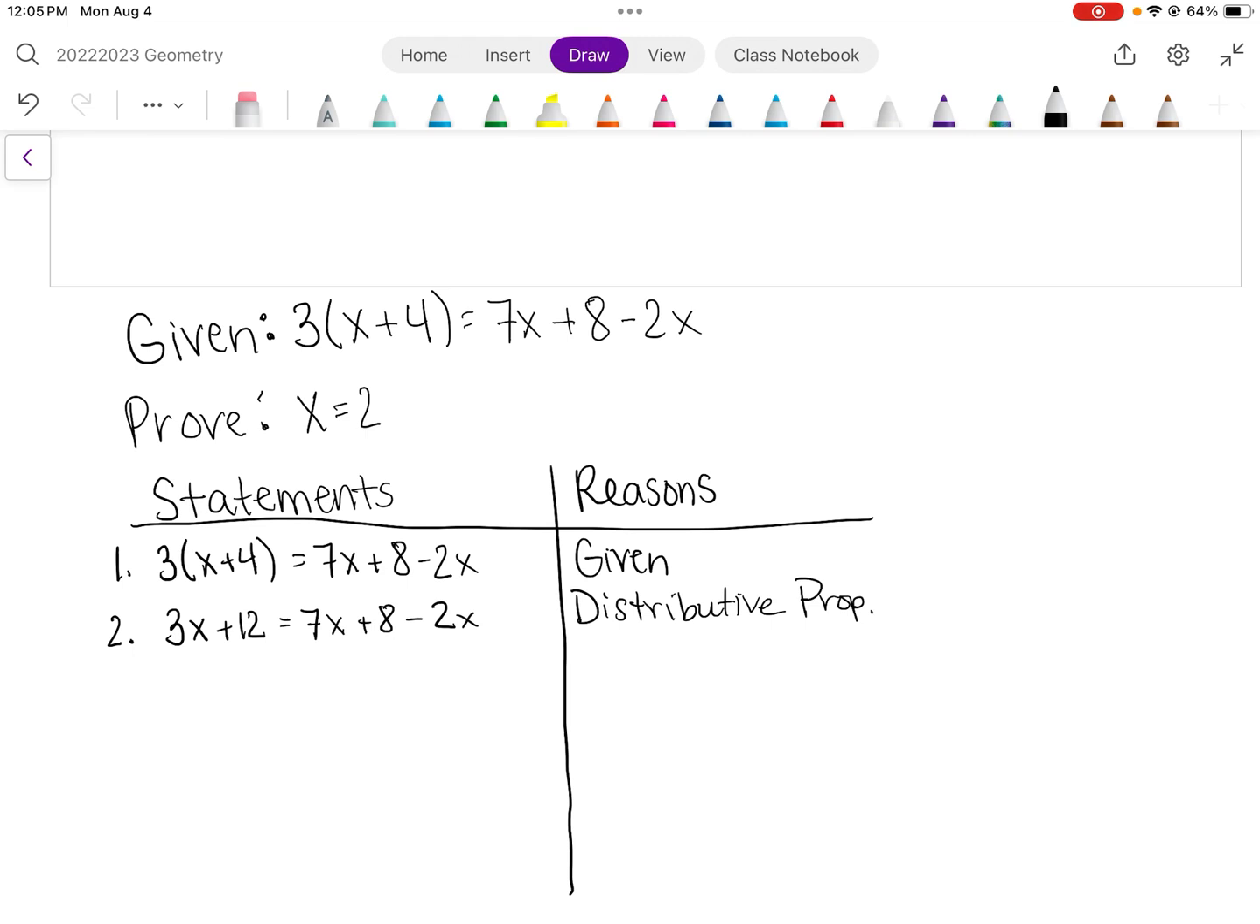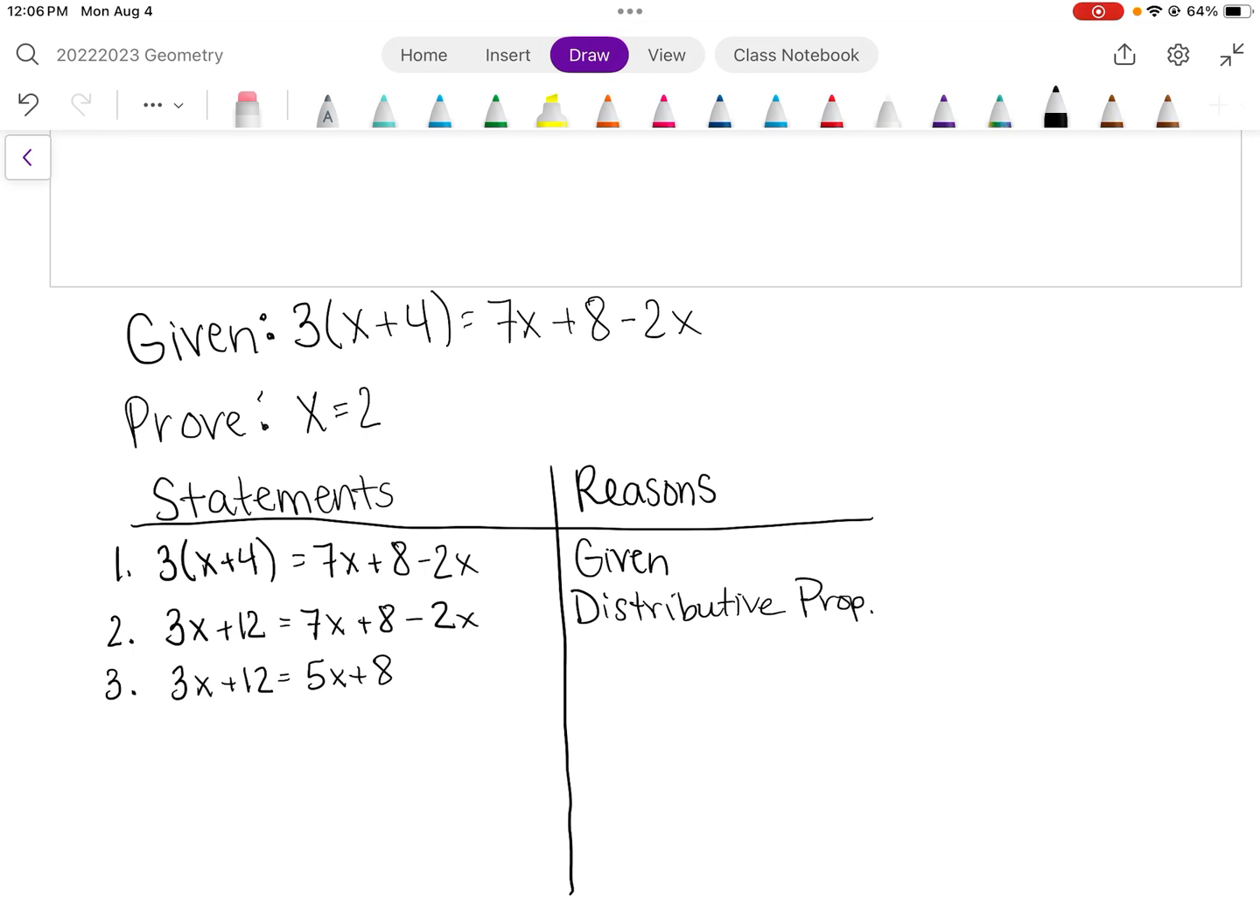And it's only a property of equality if you're doing it to both sides of the equation. We did not change both sides. It's just distributed. Now let's combine those like terms on the right-hand side. If you're like me, I always like to get that out of the way. It bothers me. So my 7x and my negative 2x becomes 5x plus 8.